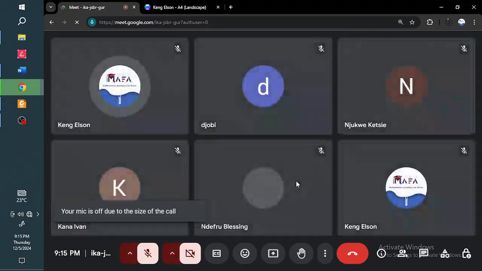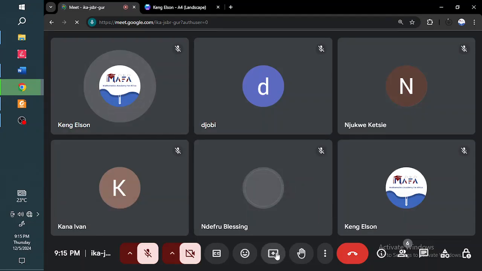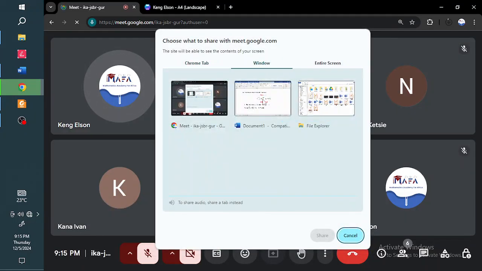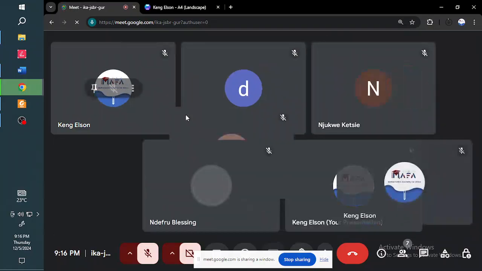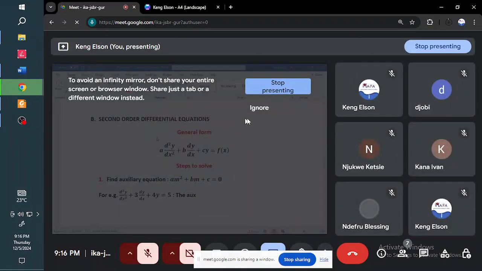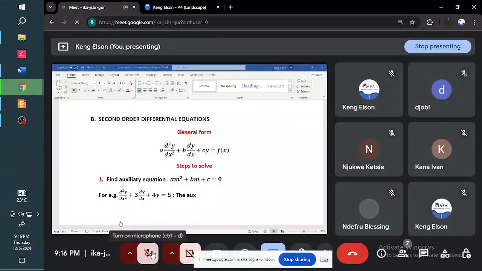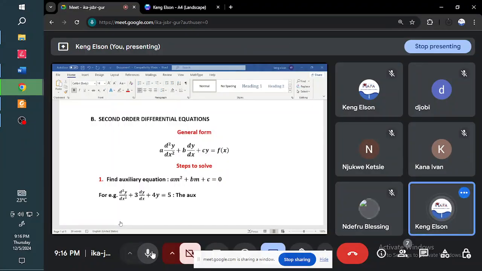I have left with my computer because of connection issue. I don't know, can we see the presentation again? Okay, so let's just proceed from where we ended.